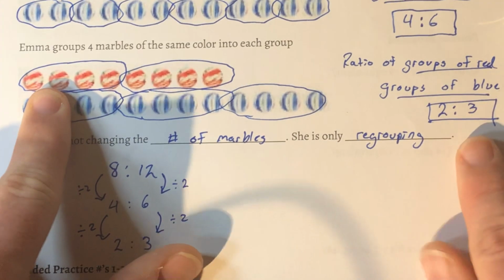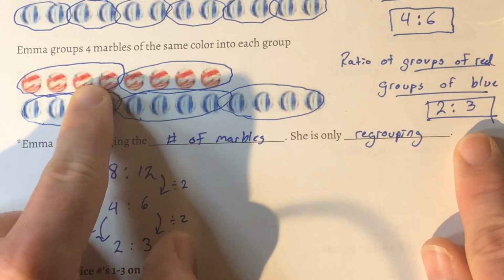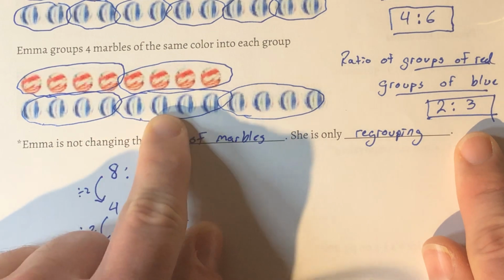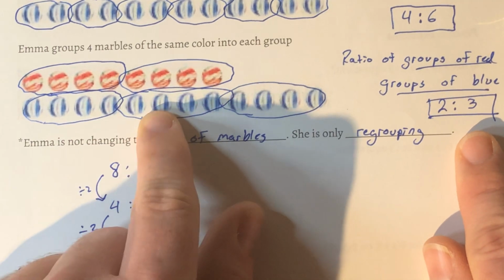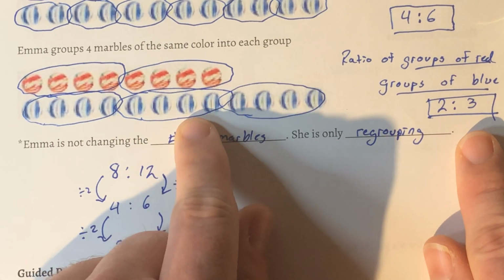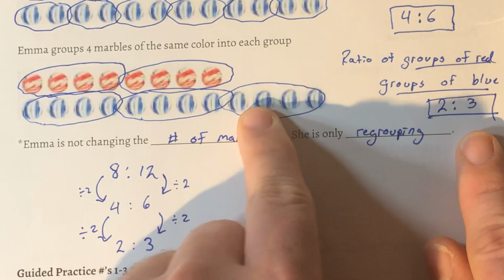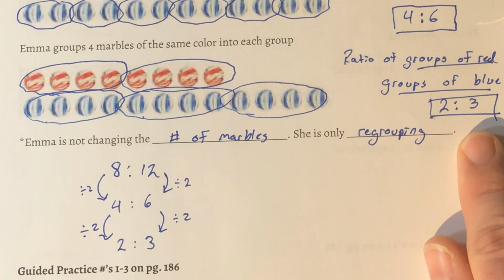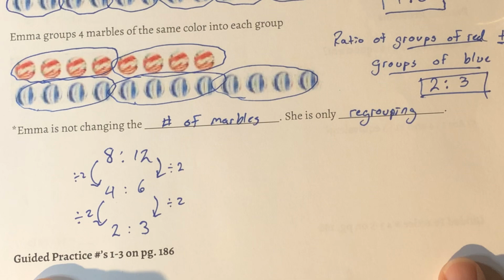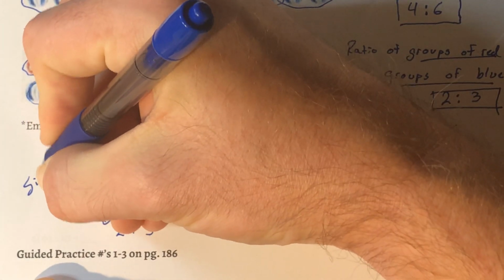So for every 2 red marbles, she's got 3 blue. 2 more red, 3 more blue. Okay, now this is basically the simplification process right here.